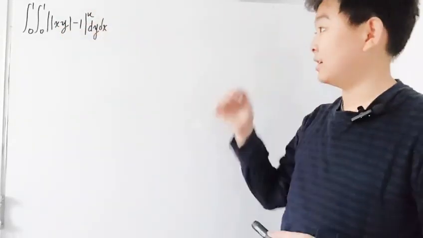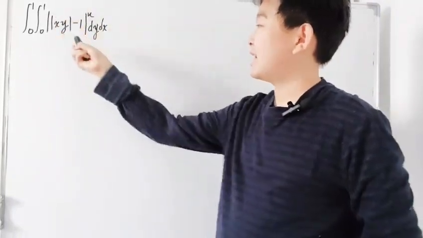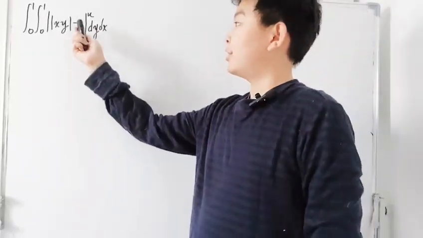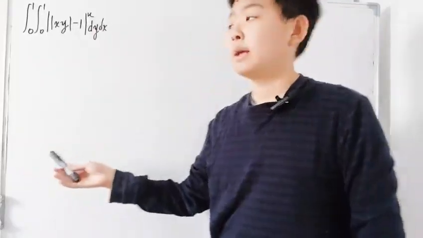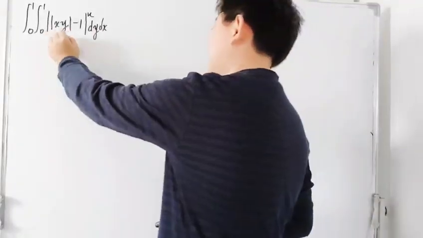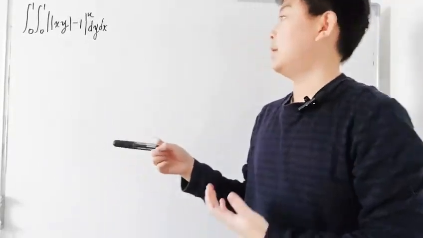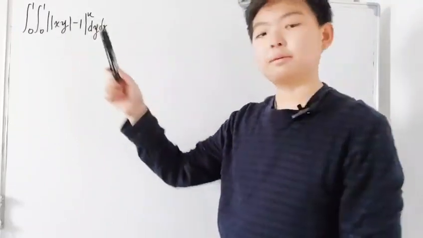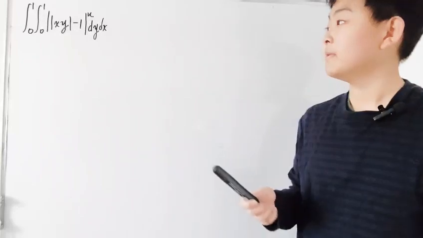nth power dy dx. Now, the first thing we're going to look at is how we're going to get rid of these absolute values because we can't integrate an absolute value. The innermost absolute value has an inside of just xy. Now, look at the bounds. X and y are both between 0 and 1, meaning that they have to be positive. So we have x is going to be positive, y is also going to be positive. And positive times positive is always positive.